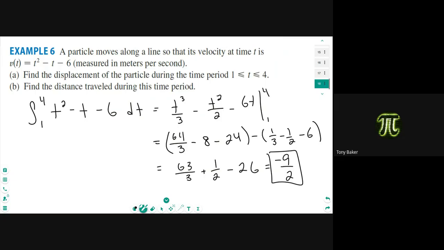So how did it move? So what's the negative 9 over 2 represent? Okay, so it's moving to the left. That's actually very, very important. So it's left 4.5 meters.